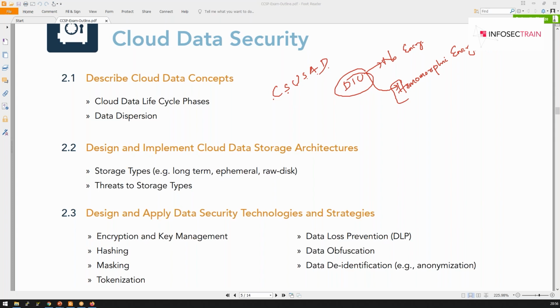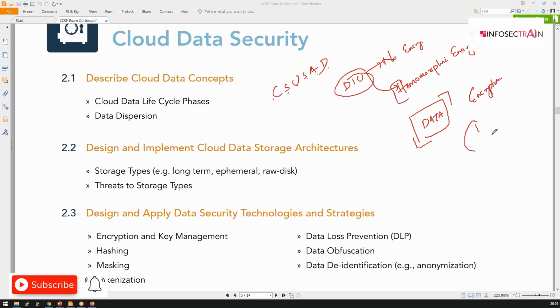So my question here is, let's say I have data here, and this data is completely encrypted. If I want to do some processing on this data which is encrypted, what is the first thing I have to do? We have to decrypt it. The first thing we have to do is to decrypt it.